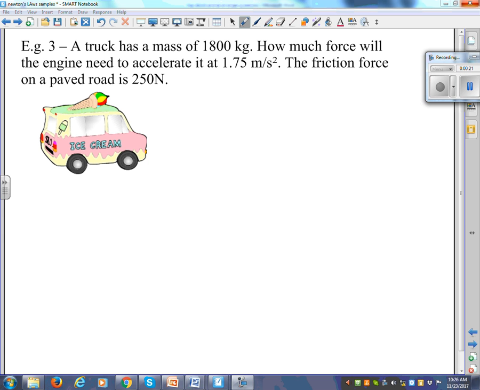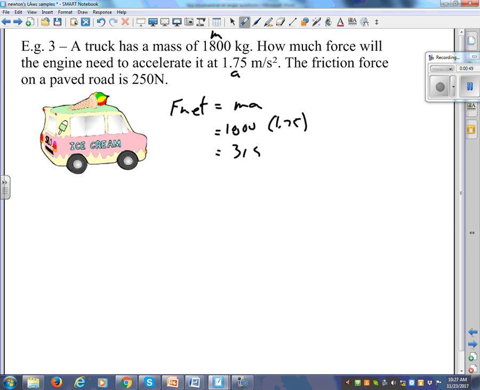Okay, so the mass is 1,800. We need an acceleration of 1.75. So given my M and my A, what can I get out of that? I can get the net force, right? So how many of you did this? F net equals MA, and then you went 1,800 times 1.75. How many people did that? Almost all of you. That's good. What's the answer?